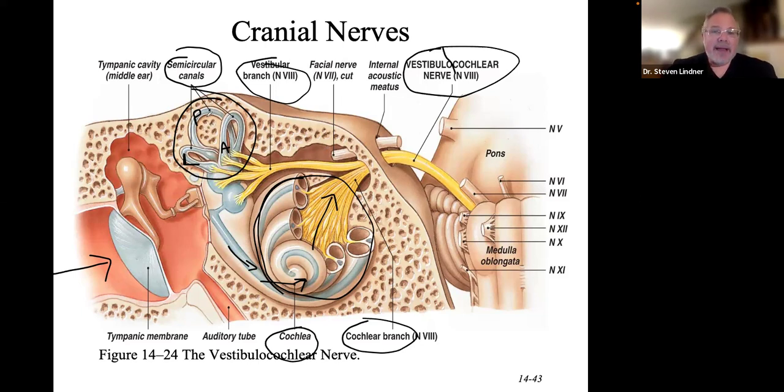When there's balance issues, let's say there's a crystal that gets dislodged in one of these canals and it's constantly stimulating one of those hairs, you get the feeling that you're always spinning, right? Like if you're a little kid and you spin to the left 10 to 20 times, and then you stop spinning left. Once you stop, you still feel like you're spinning left. It feels like you're still moving, okay?